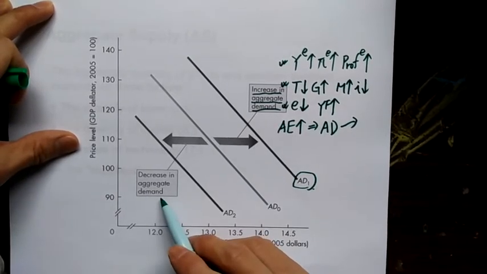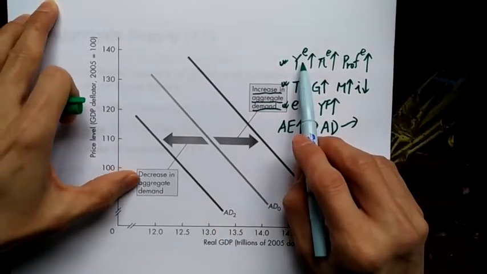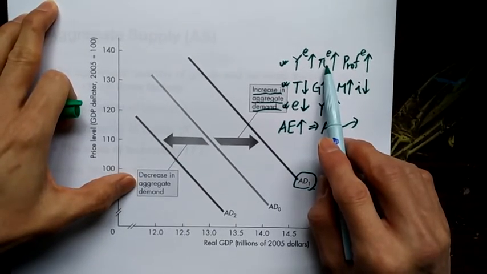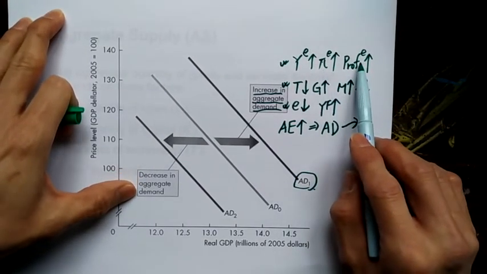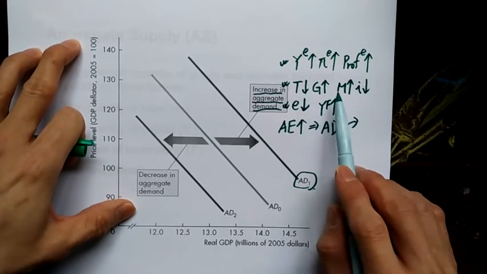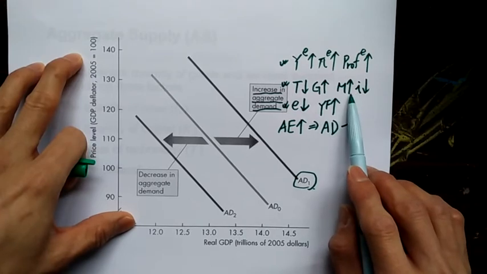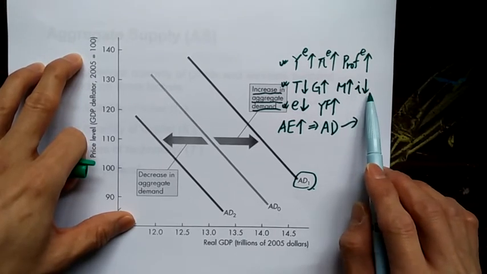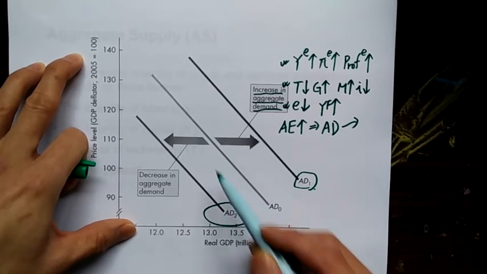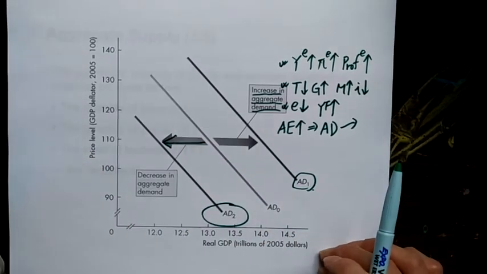So the other way around: expected income decreases, expected inflation decreases, expected profit decreases, tax increase, government expenditure decreases, money supply decreases, interest rate increases, etc. will shift the aggregate demand curve to the left.